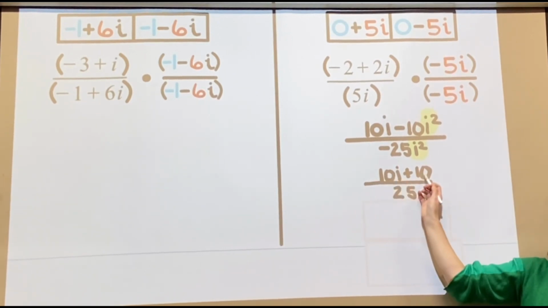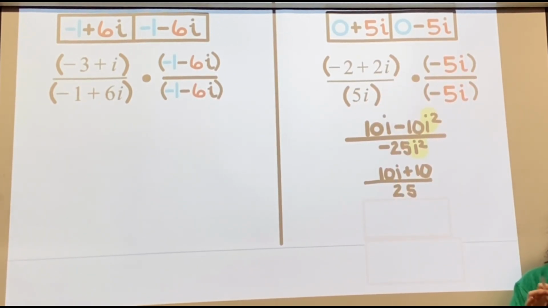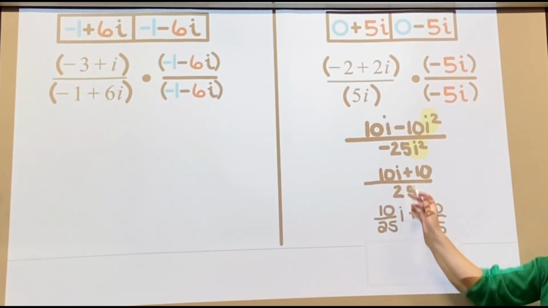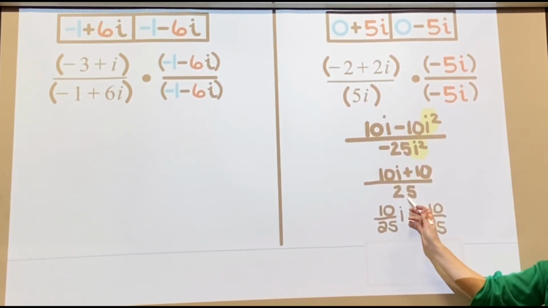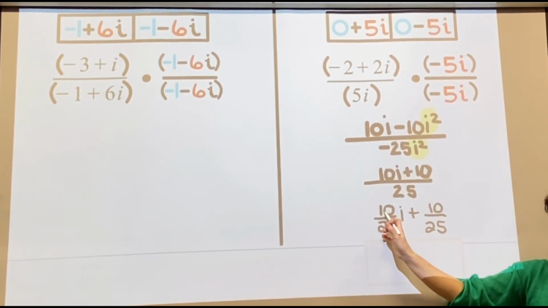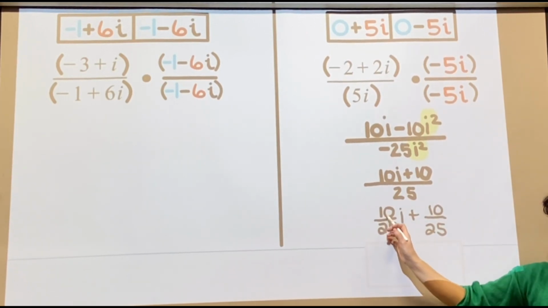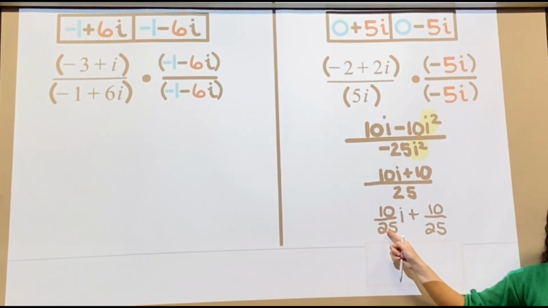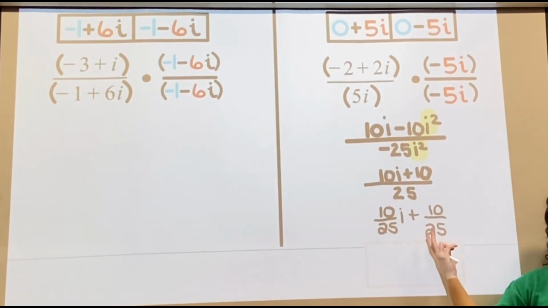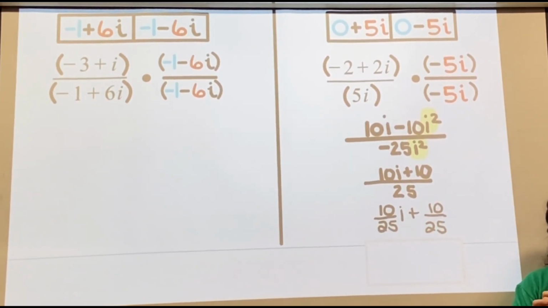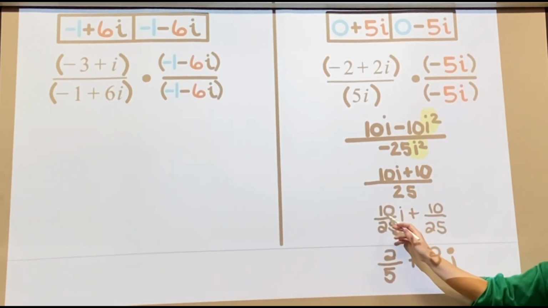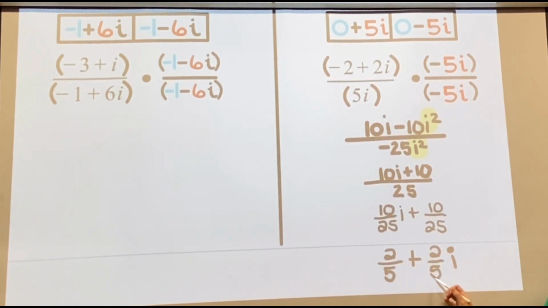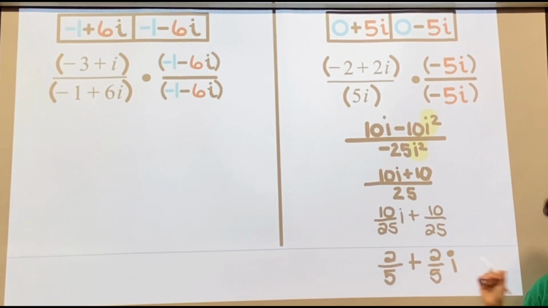The 25 belongs to each one. So I have 10 over 25i plus 10 over 25. 10 over 25 simplifies to 2/5 when I divide top and bottom by 5. But I want my i's at the end to make it look like a plus bi. So I have changed the 10 over 25 to 2/5 in both of them, but put the i's on the end.